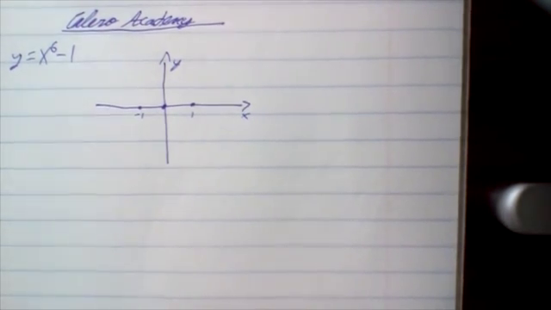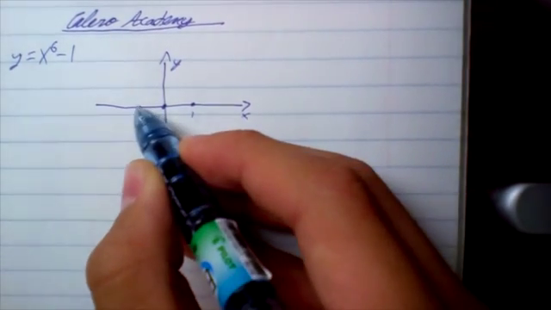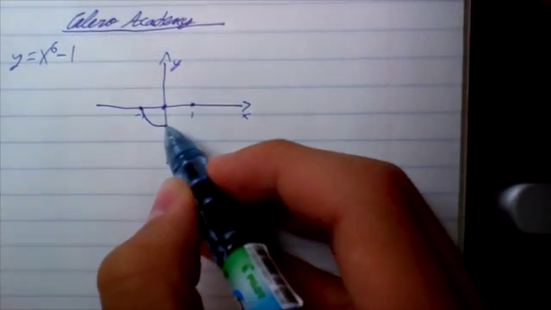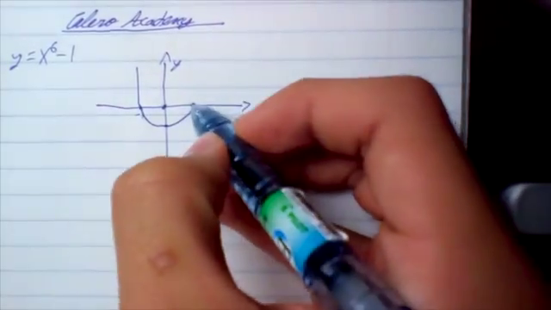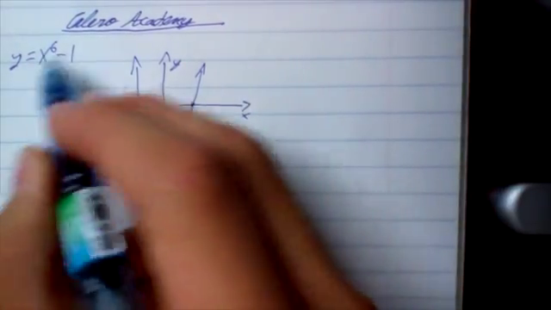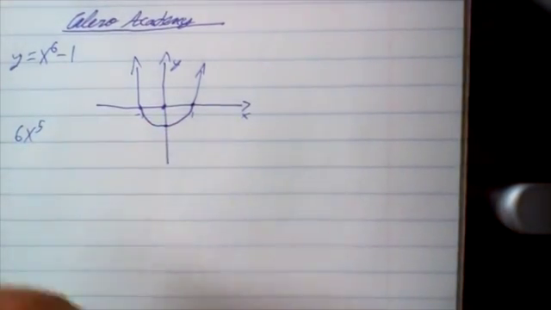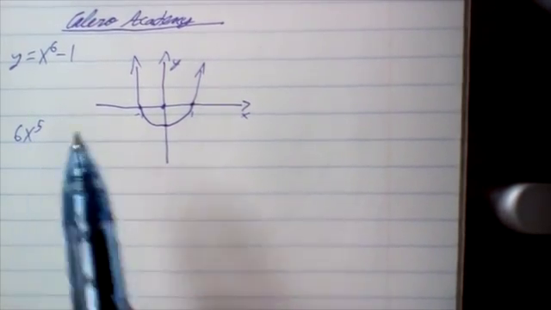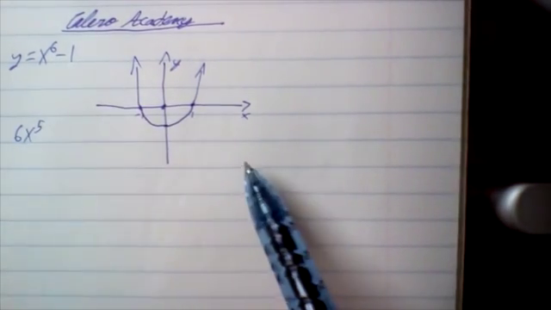Using a little bit of calculus, we can see that on the interval from minus 1 to 0, we have a decreasing function. And on the interval from 0 to 1, we have an increasing function. We can see this by using a little bit of calculus. We take the derivative of the equation, and we have 6x to the power of 5 is the derivative of the equation. So when this is negative, the function itself will be called decreasing.